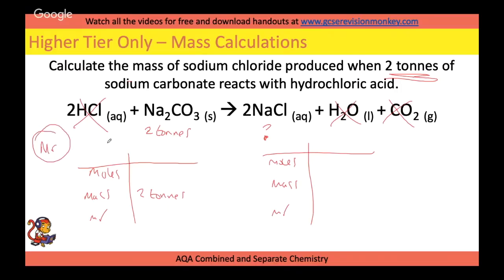Again, they might give you those numbers, but I'll tell you now that the relative formula mass of this is 106. The relative formula mass of sodium chloride, don't include the 2, ignore that because we'll use that later, is 58.5. So the one thing that I can work out is this bit, the moles.